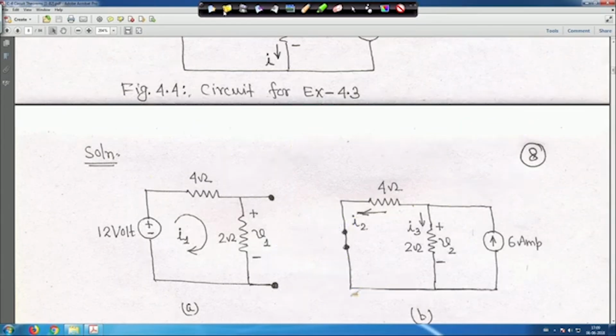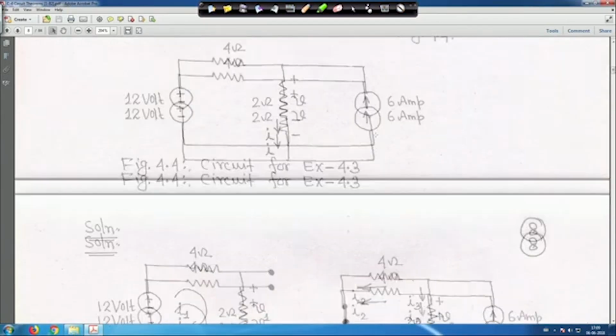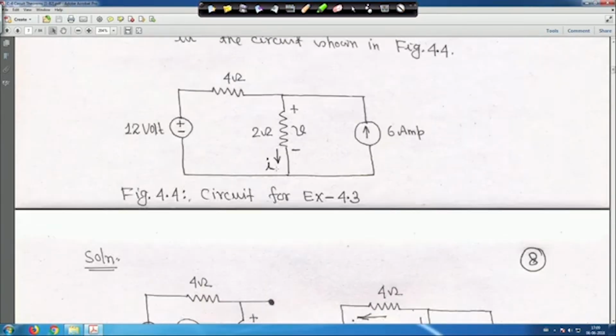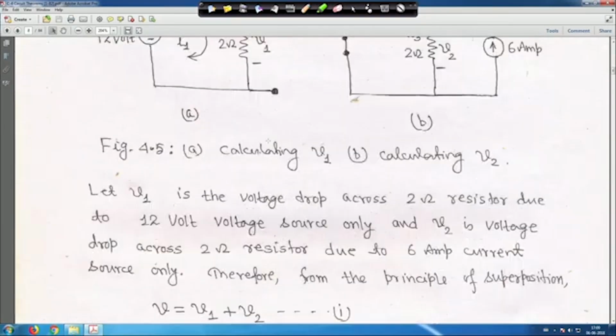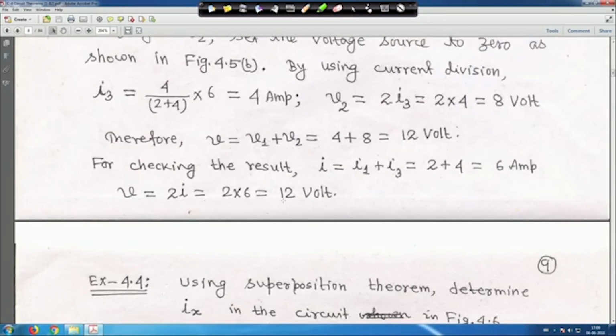So, when you solve this circuit, you will find I is equal to 6 ampere and V is equal to 2 into 6, which is 12 volt. All these things we have done. That means here it is given V is equal to 12 volt. So, the problem is solved.